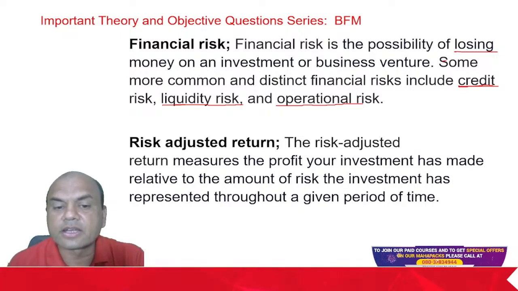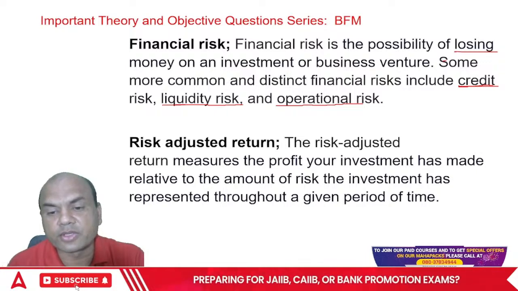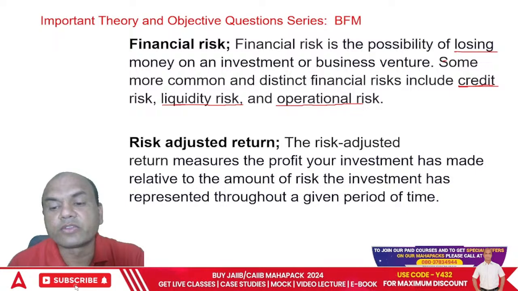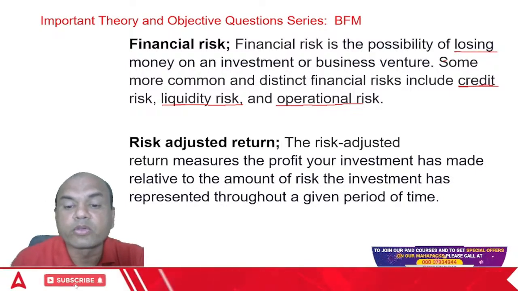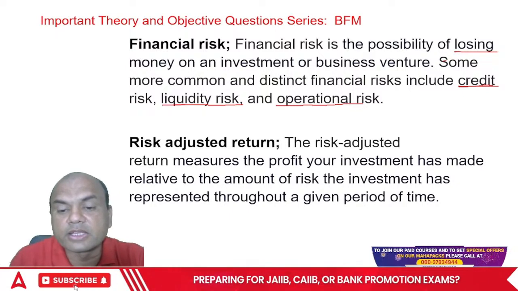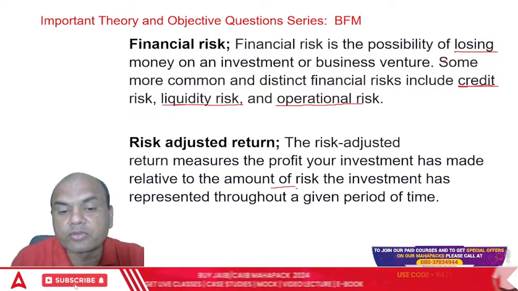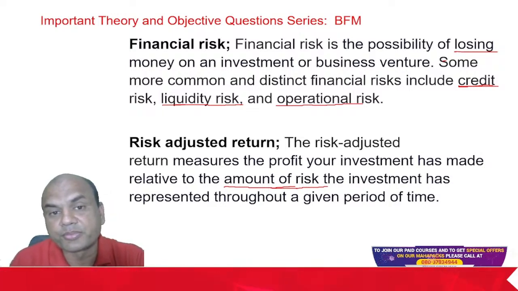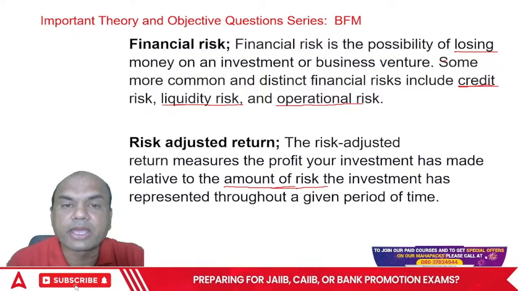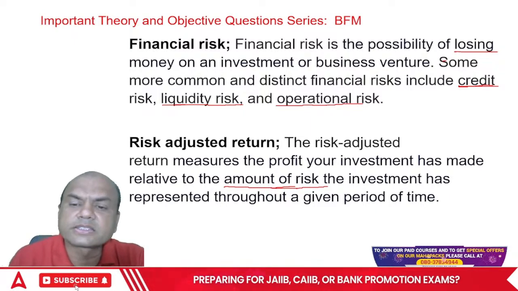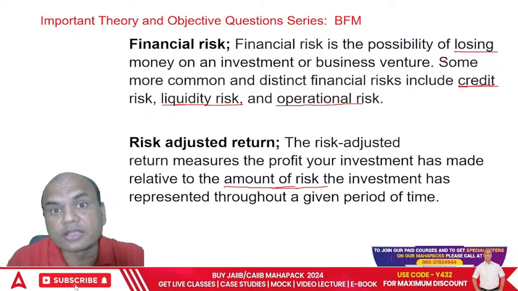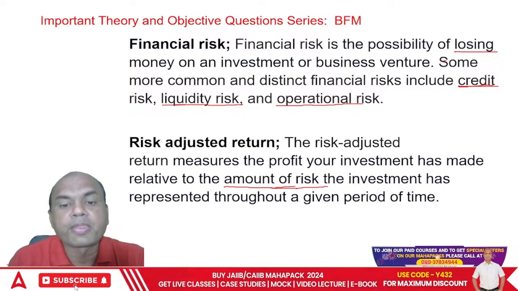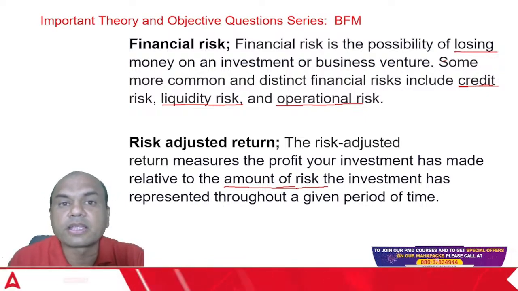The risk adjusted return measures the profits your investment has made relative to the amount of the risk the investment has represented throughout the given period of time. So what is the risk involved in this investment? Relative to the amount of risk, that is important. Now if I invest in a nationalized bank FD, then the risk is zero. But if I invest in a mutual fund, there is risk involved in it.